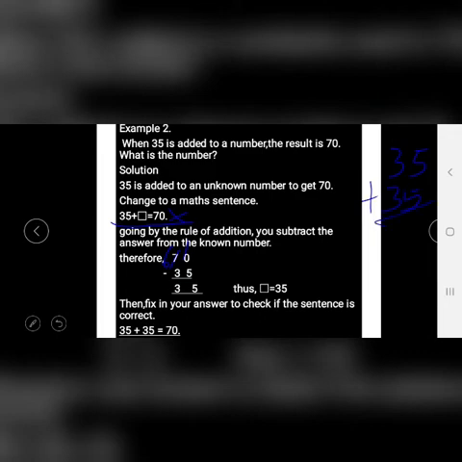equals what? 5 plus 5 is what? 10. And then 3 plus 3 is 6, plus the one you carry to the tens place, you have your 70. Therefore, this sentence is very what? Is very right. It's correct also.